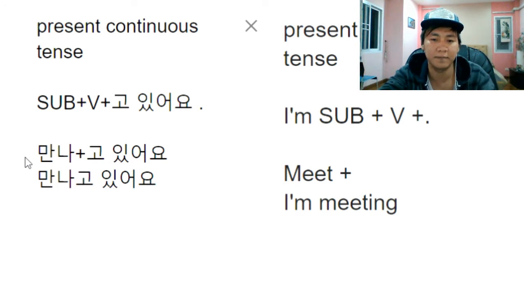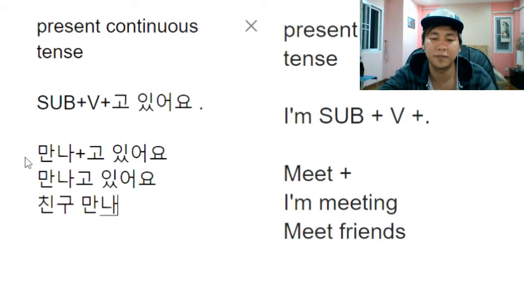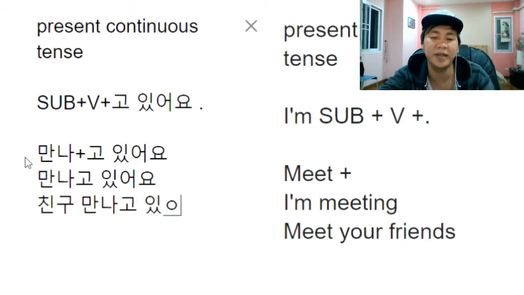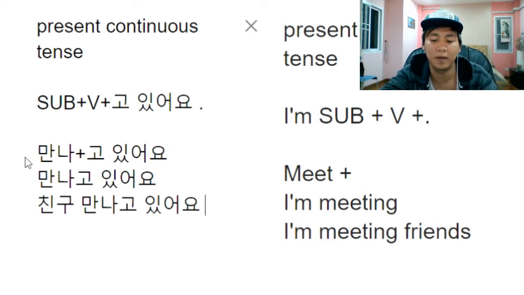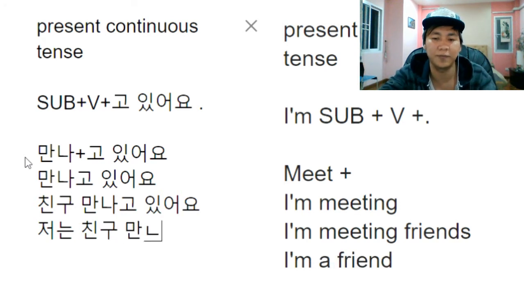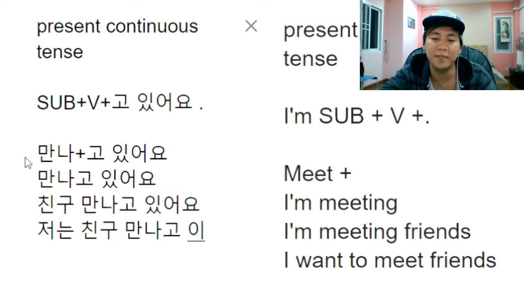Okay, 친구 만나고 있어요. I am meeting friends. Okay, 저는 친구 만나고 있어요. I am meeting a friend.